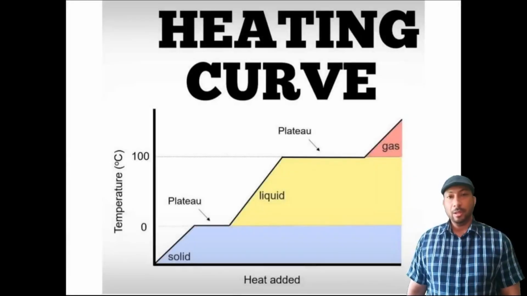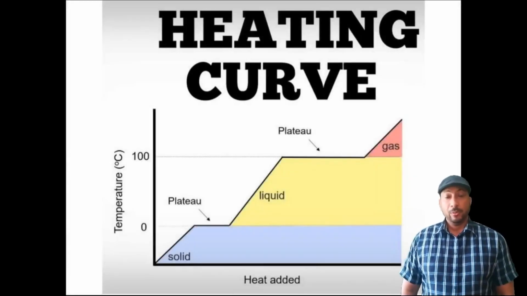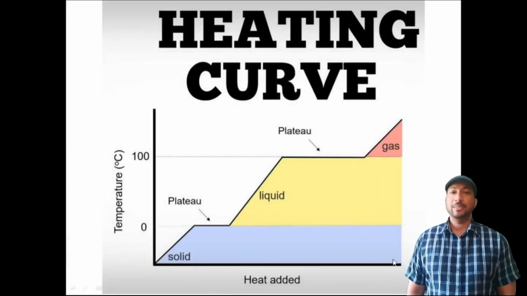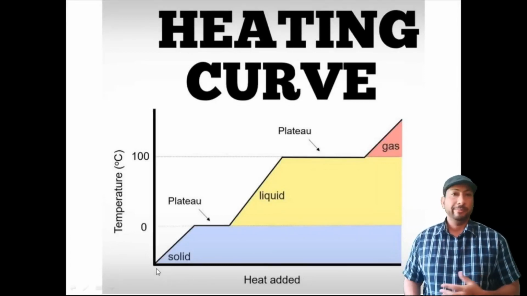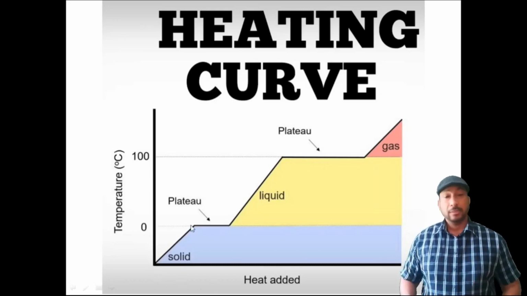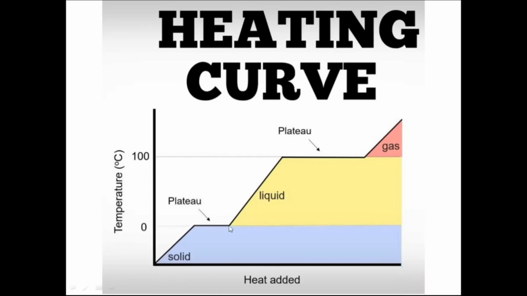So this is what a basic heating curve looks like. Here you have heat being added, and as heat is being added, the substance starts from solid and then it plateaus where the temperature is no longer increasing. Then it changes to liquid and it plateaus again where the temperature no longer increases, and then it goes into a gaseous state. Here I have this video for you to watch that goes more in detail.